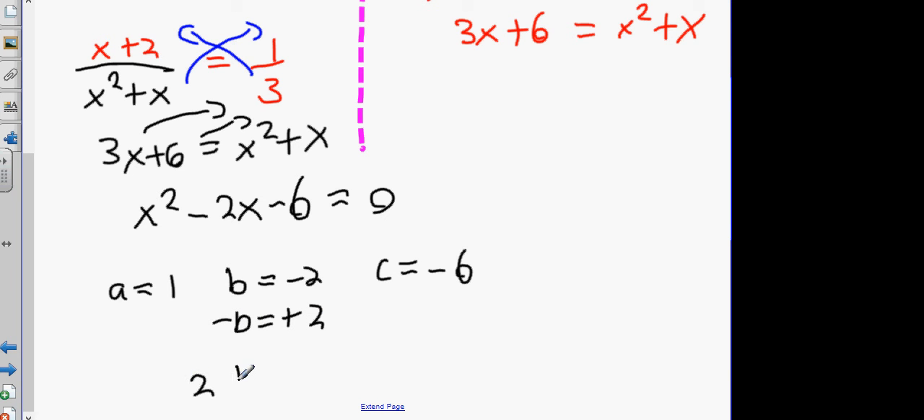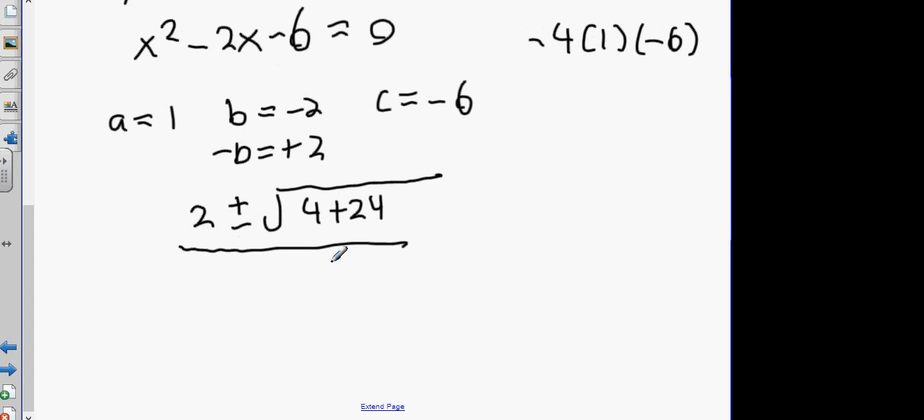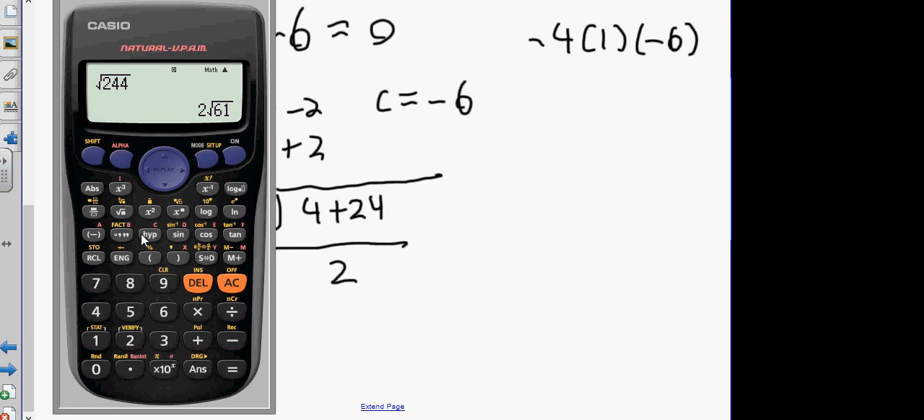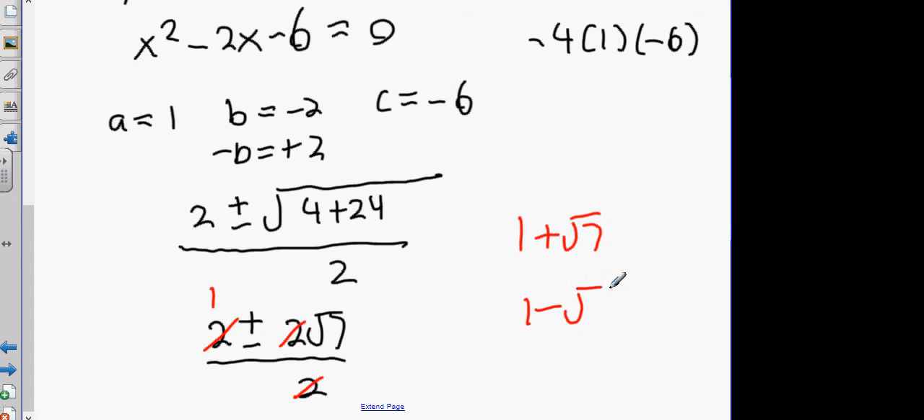So you're going to get plus 2 plus or minus the square root of 4 minus 4ac, which would be minus 4 times 1 times minus 6, which is plus 24, all over 2. Okay, you just take out the calculator, just put in root 28. Root 28 is 2 root 7. Okay, 2 plus or minus 2 root 7 all over 2. What you can say next is that the 2's will cancel. So your answer is 1 plus root 7 or 1 minus root 7.